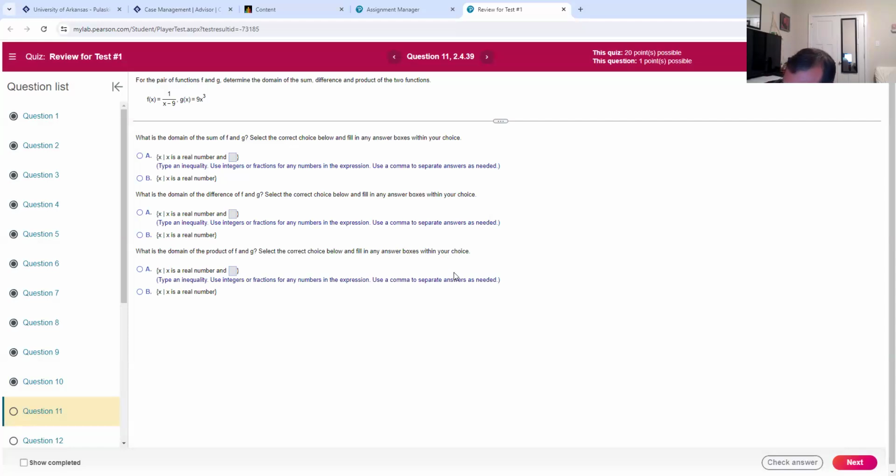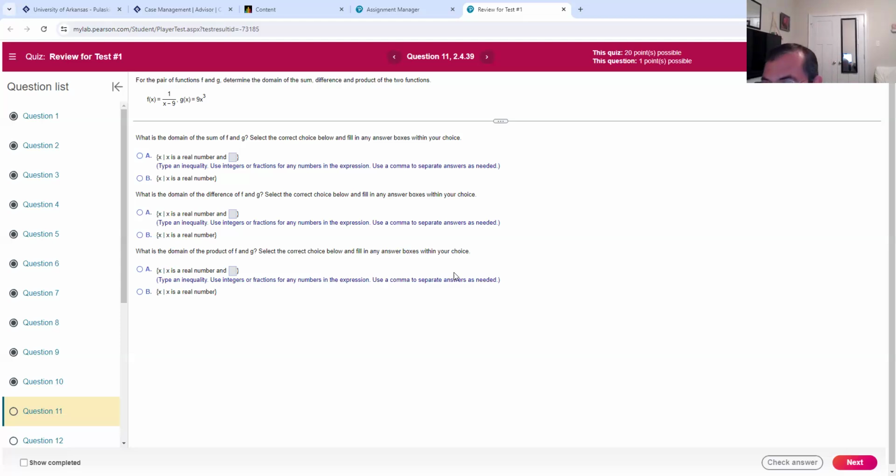Oh, look here. This is a domain problem. So f of x equals 1 over x minus 9. G of x equals 9x to the third. Y'all notice they want the domain of the sum, difference, and product.